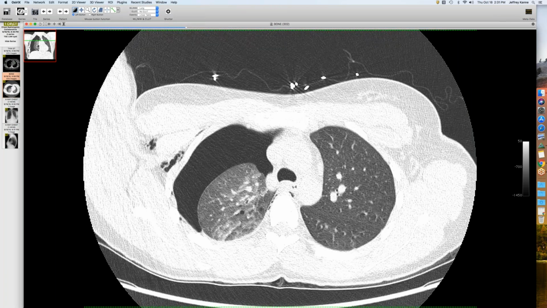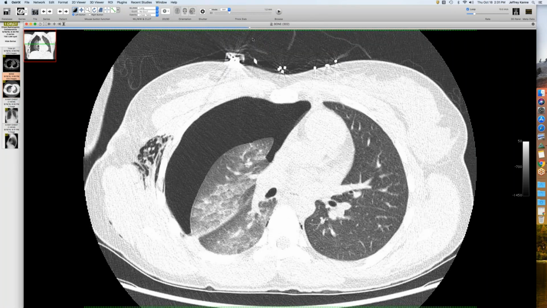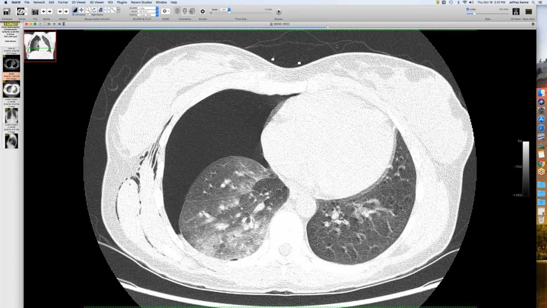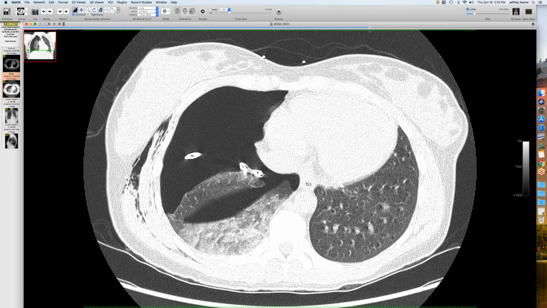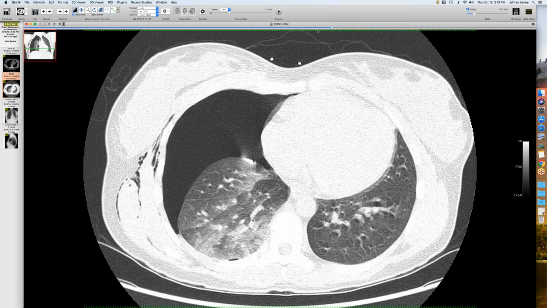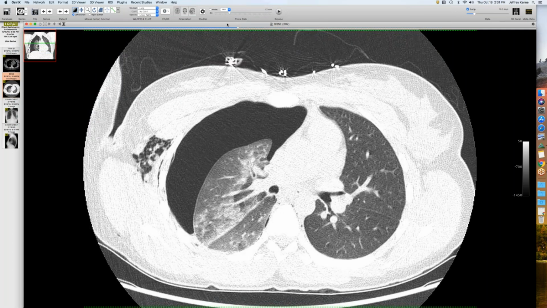she has some little holes in the lungs. There's some in the other lung as well. There are not a lot of them, but she does have some of these holes that look like cysts. I thought there was one on the left somewhere. I can't find it right now.